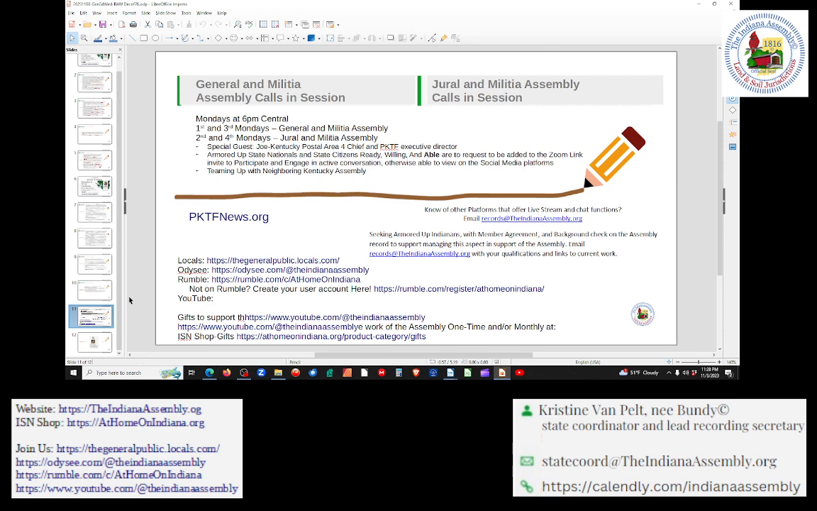All right, and we are supporting the neighboring Kentucky Assembly, supporting them with state coordinator support as they are supporting us with Marshal at Arms support. And we are supporting PKTF, Peacekeeper Task Force, the news site, to keep information across the country. If you know of other platforms, send that info.